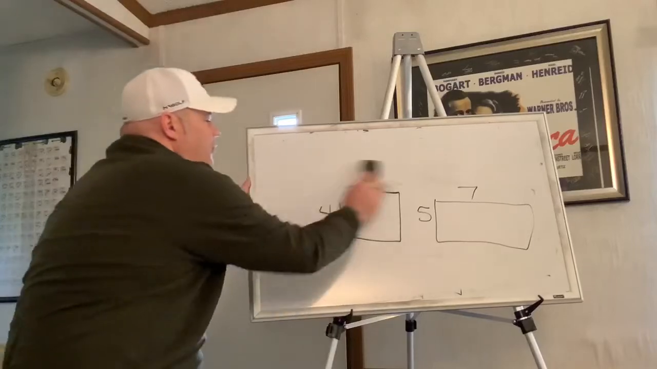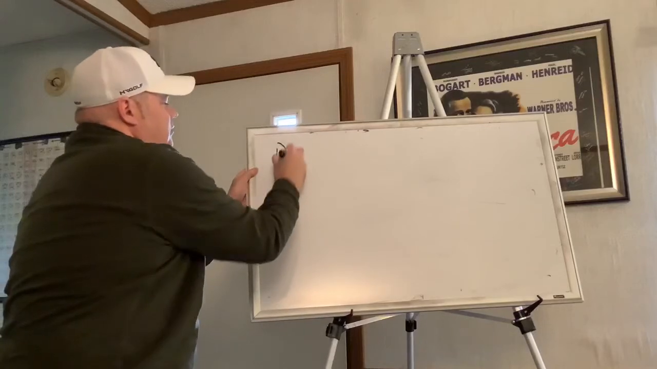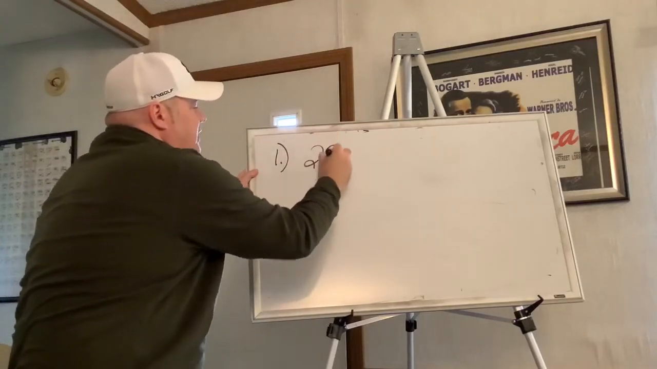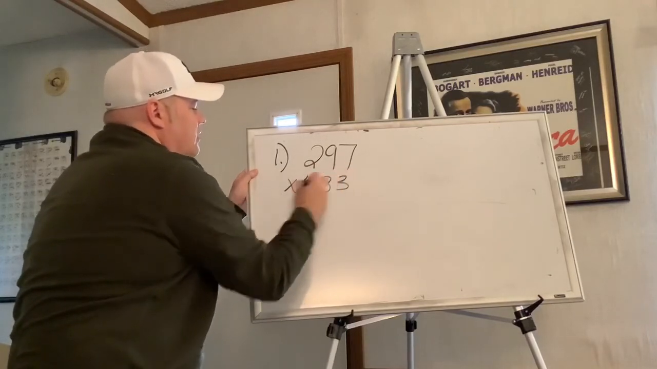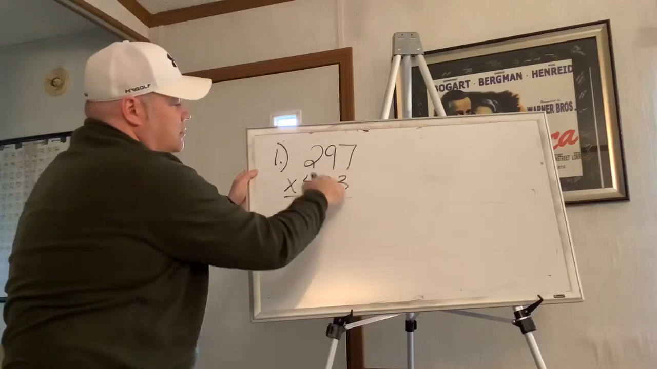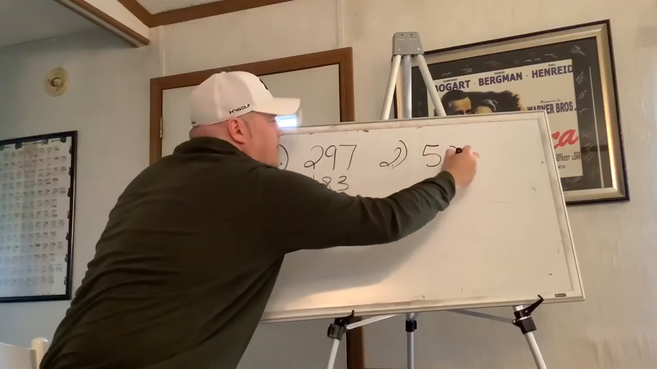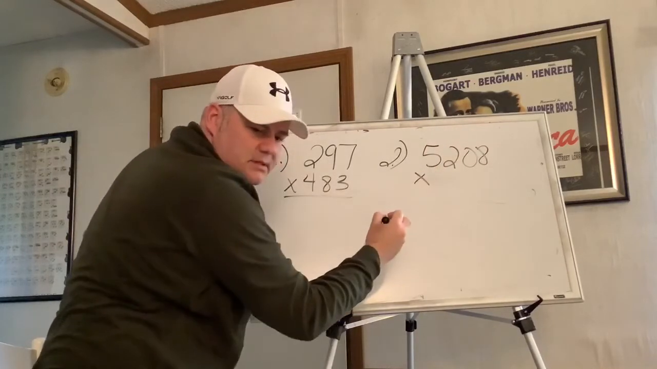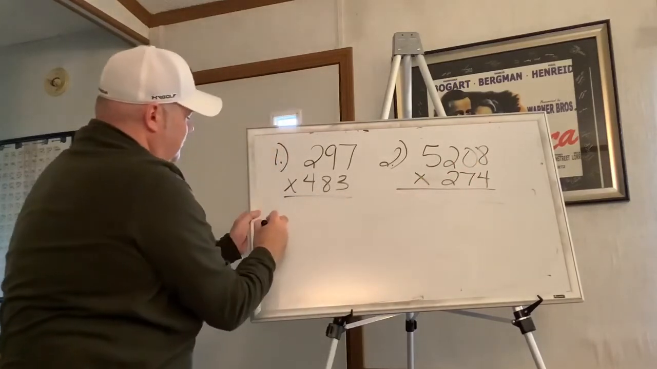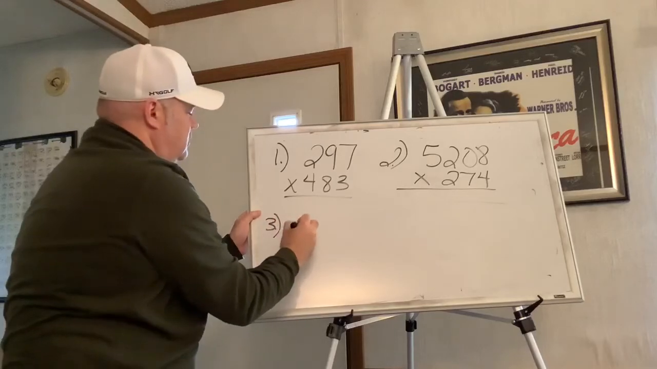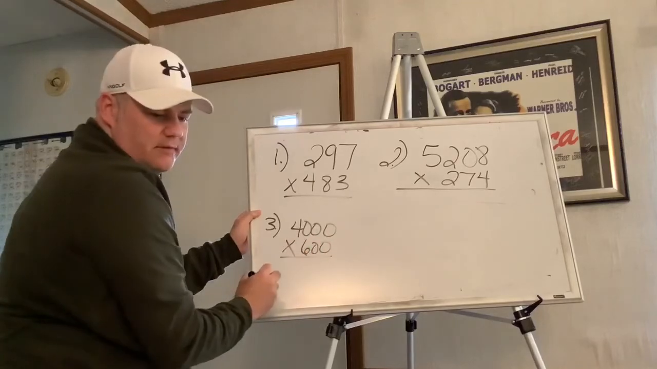Okay, let me put up a couple problems. There's not going to be as many this time, because these will take you a little bit longer. But I want to make sure you practice with this bigger multiplication and with the area. So number 1, 297 times 483, and remember, it's okay that the bigger number's on bottom, because it doesn't matter. So you'll just multiply this. Number 2, 5,208 times 274. Okay. Number 3, 4,000 times 600. Or you can use a shortcut if you want to.